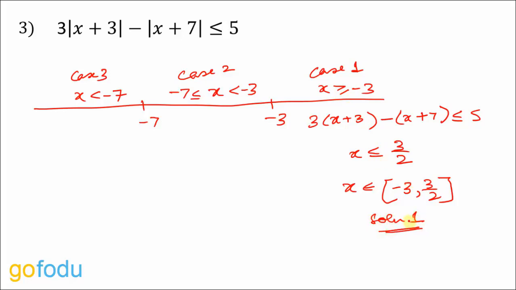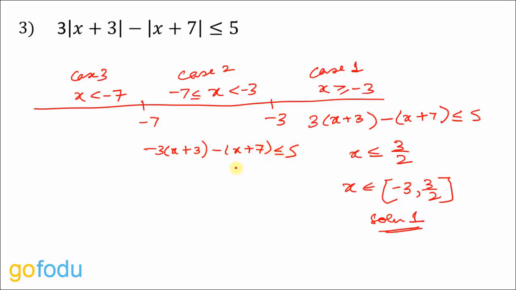Okay. Now take case 2. In this region, we are towards the left of -3. So this bracket is negative. This term x plus 3 is negative. So this mod will open with a minus sign in front. And we are towards the right of -7. So x plus 7 is still positive. So this mod will open as it is. And our equation will become -3(x plus 3) minus (x plus 7) is less than or equal to 5.